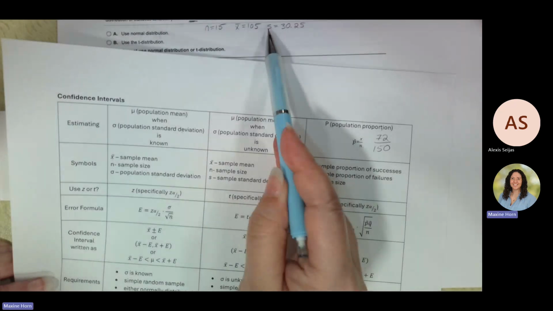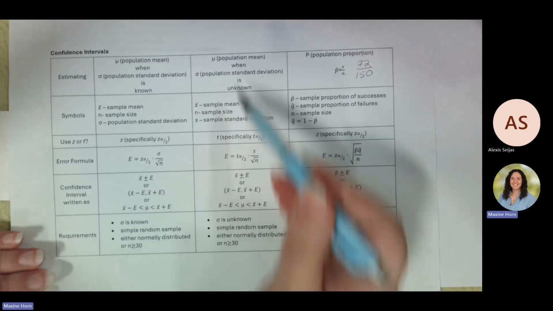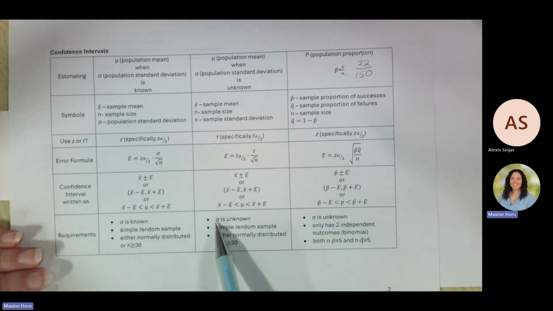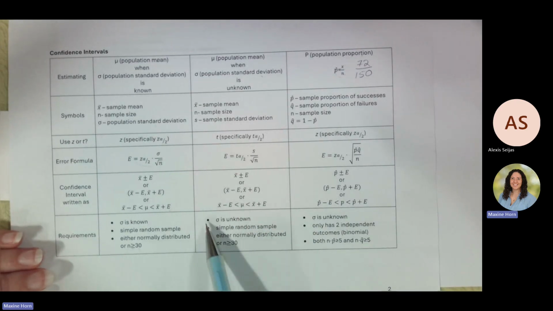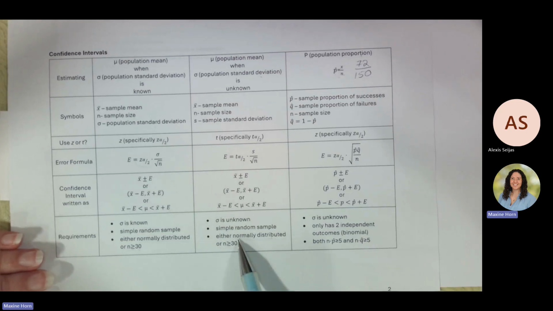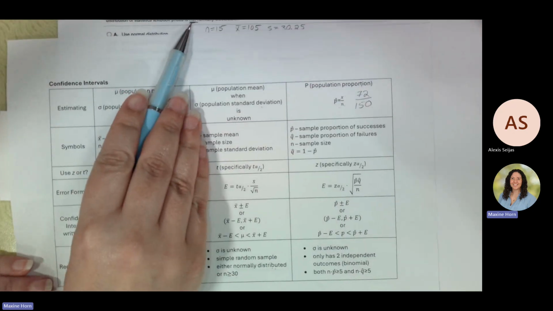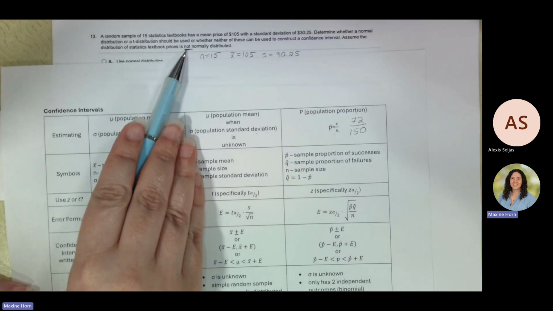Okay, so let's go back to our requirements. I have a sample standard deviation as opposed to a population one. So I'm looking in this column, right? So population standard deviation is unknown. Yep, that's what's happening here. It's a simple random sample. Yeah, it sure is. And then I need to either be normally distributed. No, I'm not normally distributed.